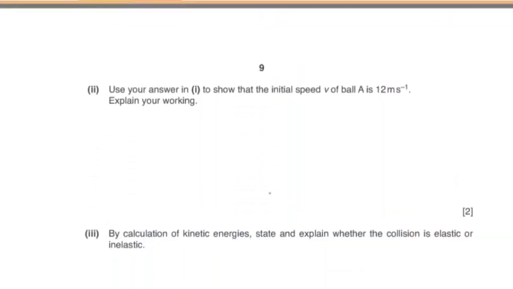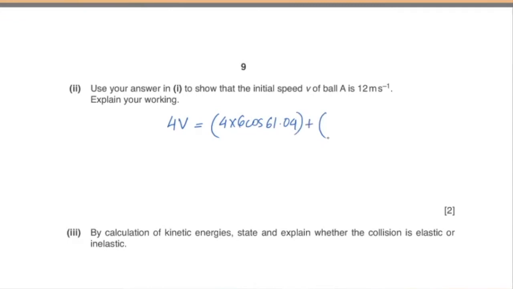So ball A before collision has a momentum of 4v, and after collision it has a momentum of 4 times 6 cos theta, where we already calculated the value for theta, which is 61.04, plus the momentum of ball B after collision along the x-axis, which is 12 times 3.5 cos 30. So this gives us the value of v as 12 meters per second.